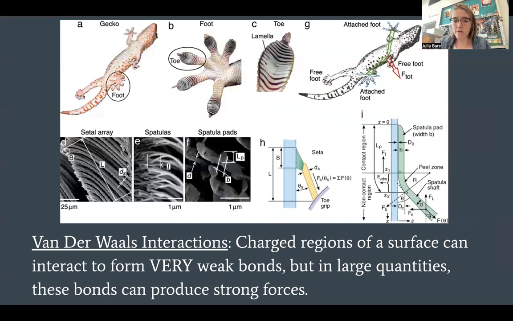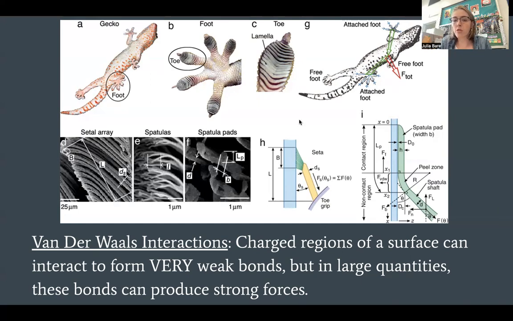Now, you can also have van der Waals interactions, and this is where the charged regions of a surface can interact to form very weak bonds. Again, weak bonds that in large quantities can provide strong forces. An example of this is a gecko. If you look at a gecko's foot, it's going to have this really interesting sort of flapped surface area, and this flap is going to stick to whatever surface they're stuck to. Because of the charges attached to their feet and to the surface, these attractive forces are going to allow the gecko to stick to whatever surface it's trying to climb.